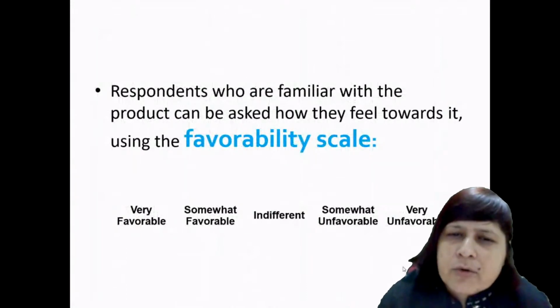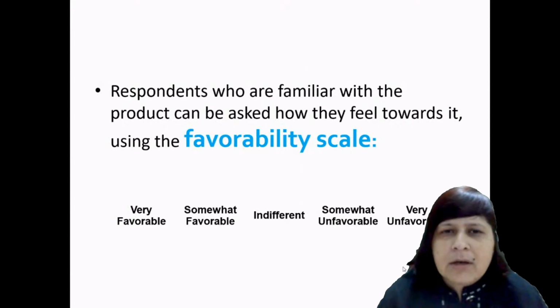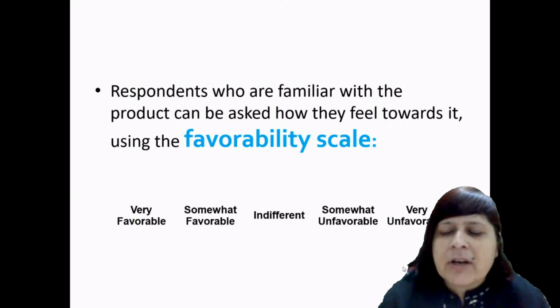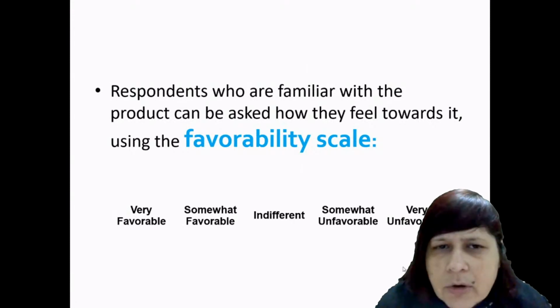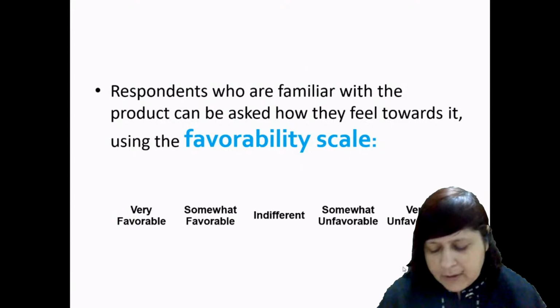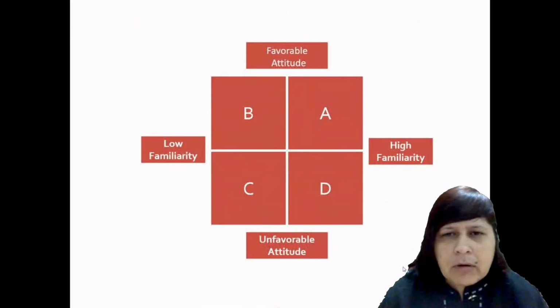After knowing that, if they know about you, you measure the favorability, right? Whether they will use your products or not. Respondents who are familiar with the product can explain how they feel towards using it, whether they would like to use it or not. That uses the favorability scale, right? After knowing this, you could come to know the favorable and unfavorable attitude, and the high or low familiarity.